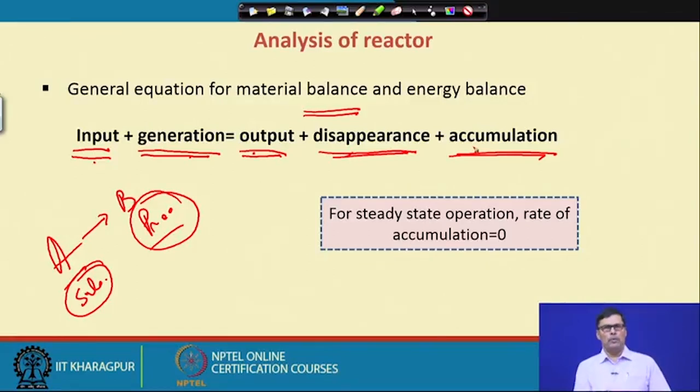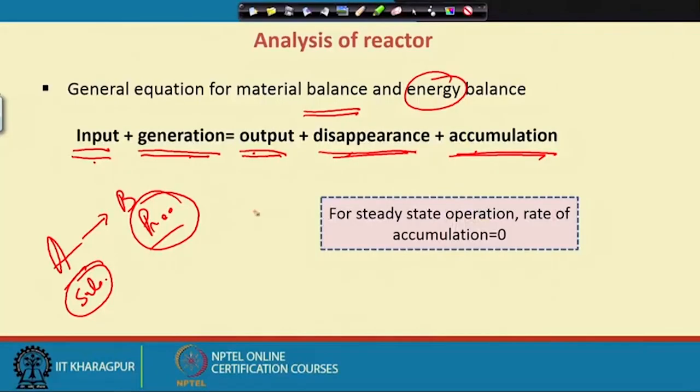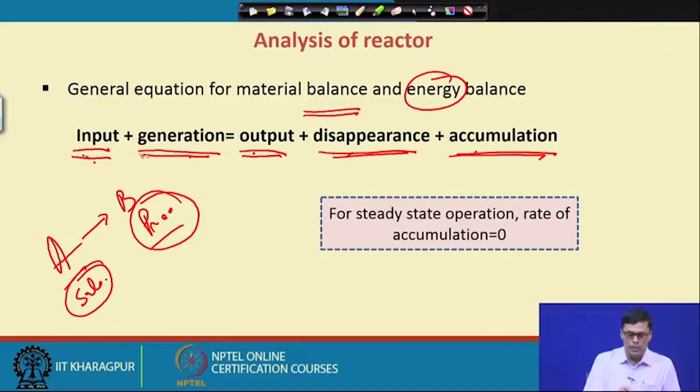Now we can write this balance equation with respect to energy also. Rate of energy input plus rate of energy generation equals rate of energy output plus rate of energy disappearance plus rate of energy accumulation.